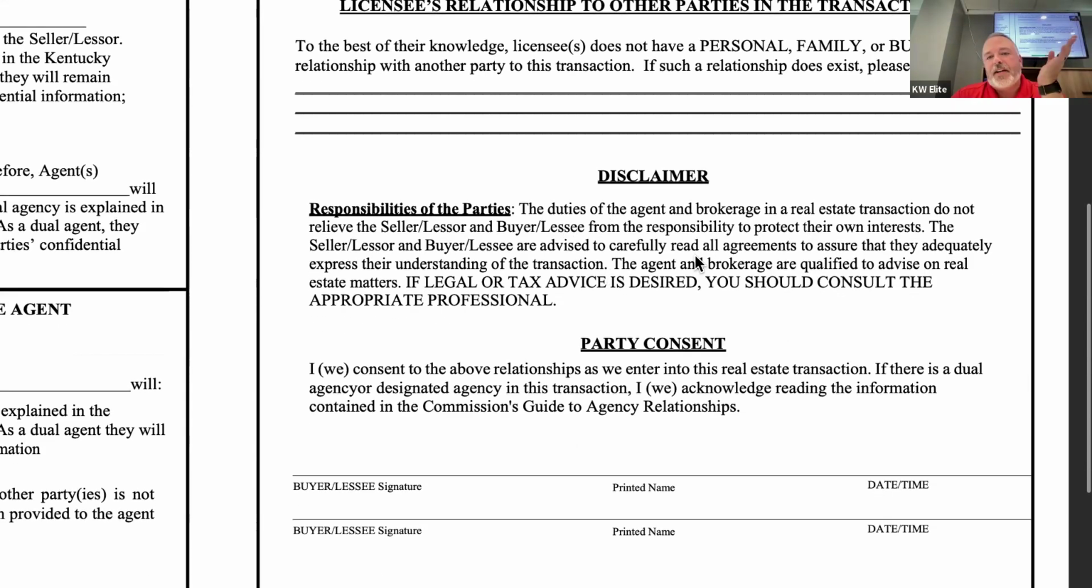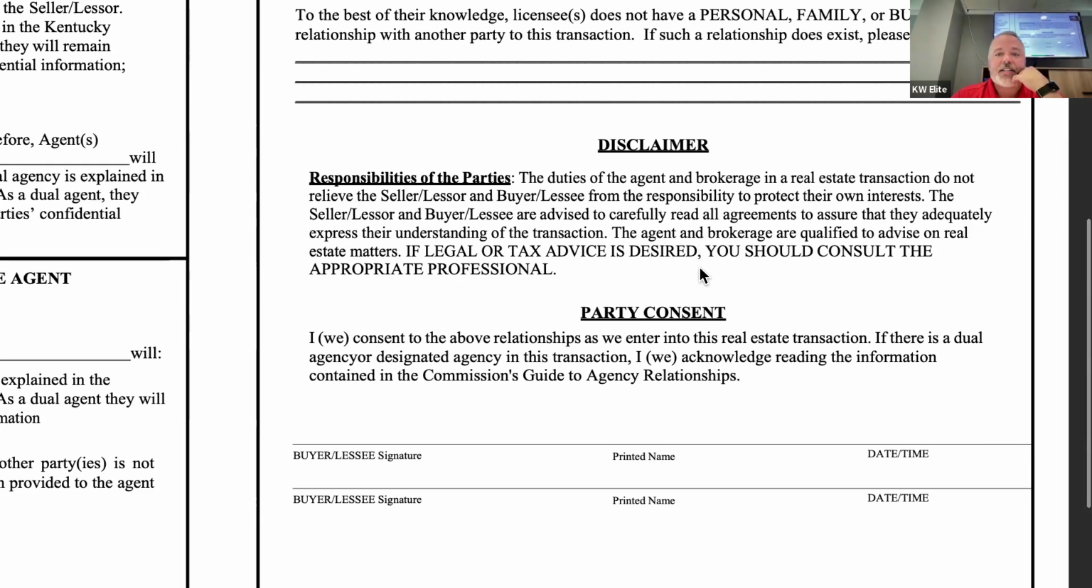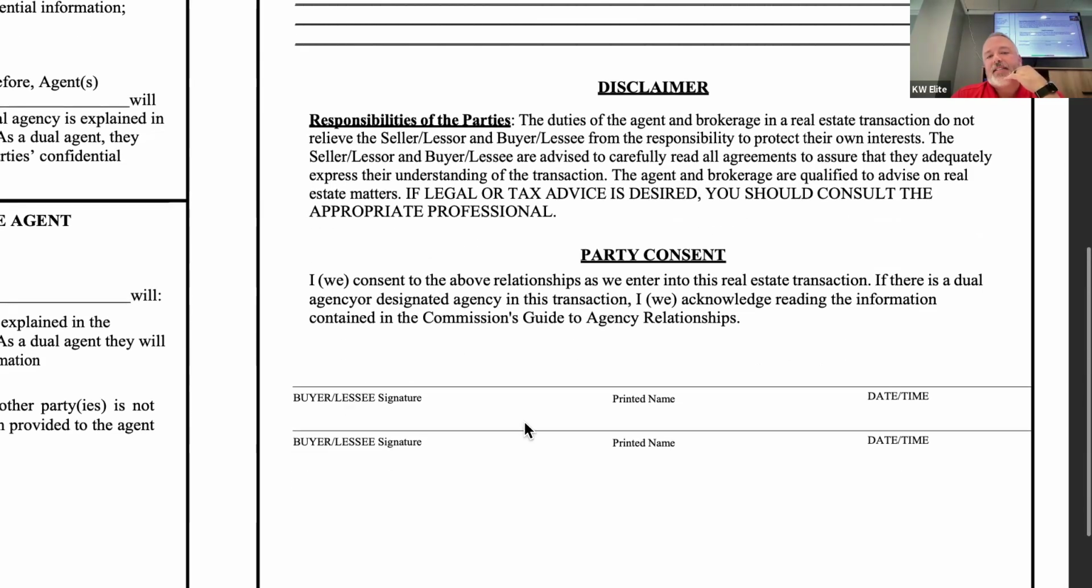The disclaimer just says it's the responsibility of all parties. If legal or tax advice is needed, you should consult the appropriate professional. Again, let them know we're the real estate professional, not the all things professional, so they might need to hire some additional help. And then everybody signs, prints, dates, and times this form.